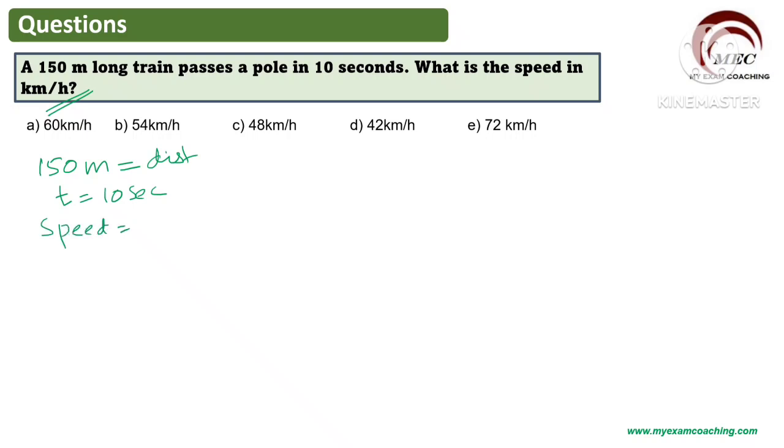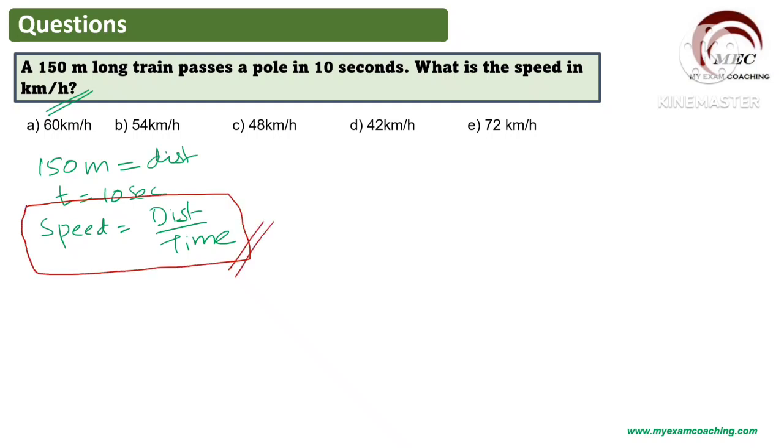So speed is equal to what? Speed is equal to distance upon time. That is a formula. We know this formula and we have already completed this formula. According to this formula, speed is equal to distance, 150 meter, divided by time, 10 second. So this is equal to 15 meter per second. But we don't want the answer in meter per second. We want the answer in kilometer per hour.